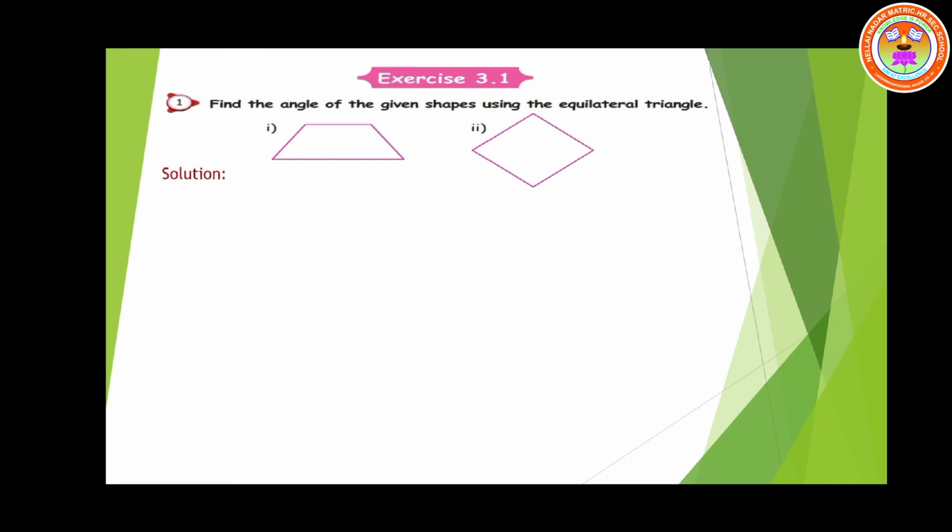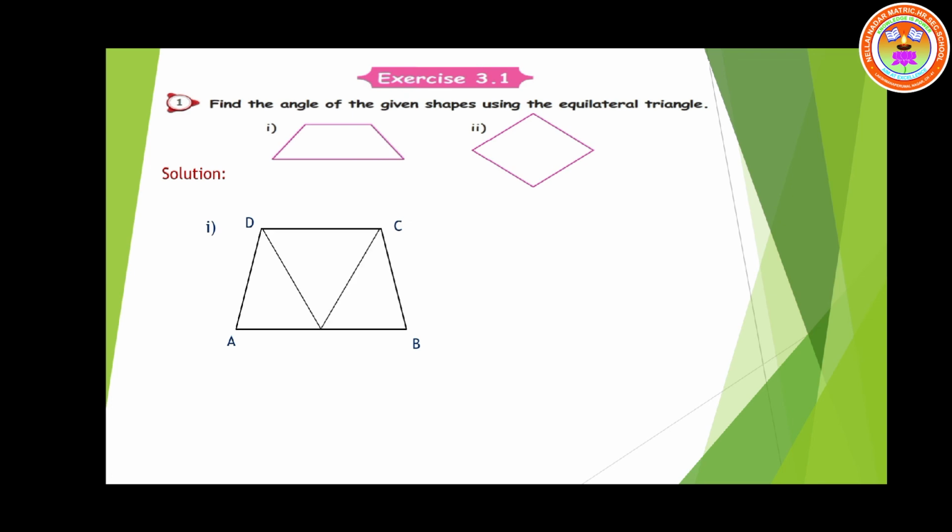Solution. So first I have taken that shape, I have drawn that shape. Next I am going to name each vertex of that shape. First A, next B, C and D. Now I'm going to divide it. So one partition I have done.